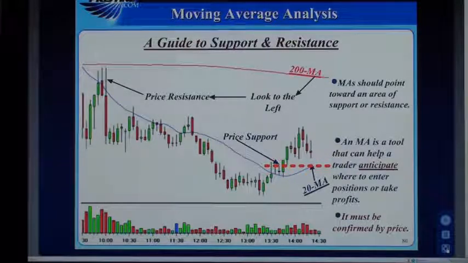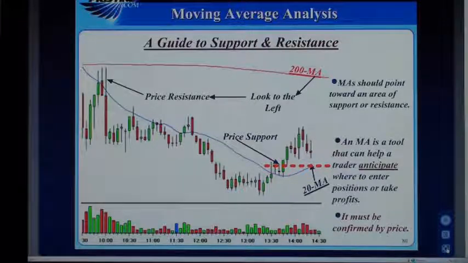Now you can see the pullback here to the 20 MA was actually in alignment with price support. That should provide a significant reference point where buyers should step up or anticipate where positions will be taken. And as prices, if they were to move up toward the 200 MA, we can see that's in an area of price resistance, that prior pivot high to the left. That's going to become a strong focal point that traders will be using to exit positions at that time.